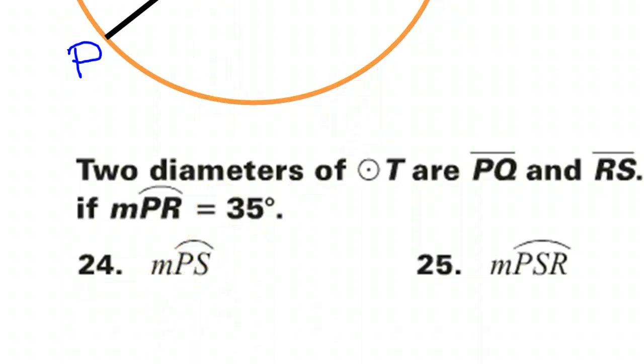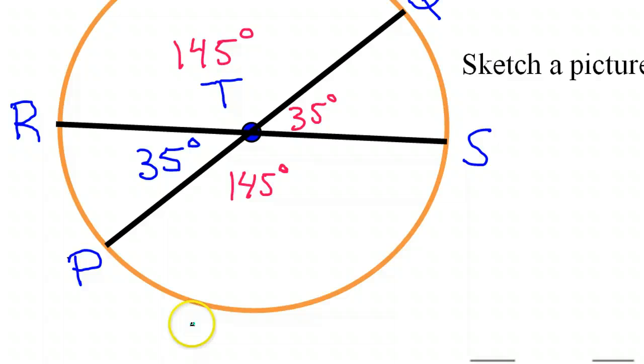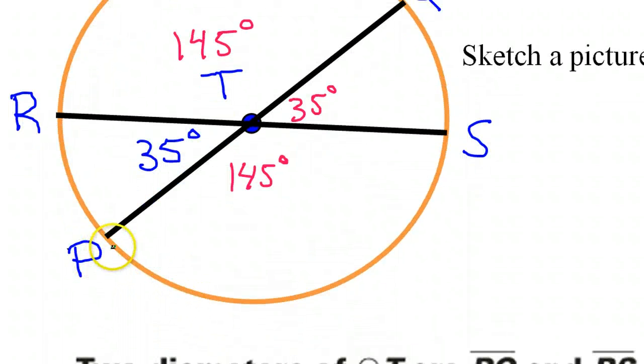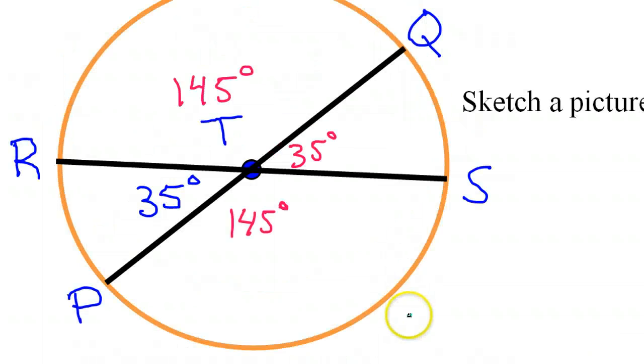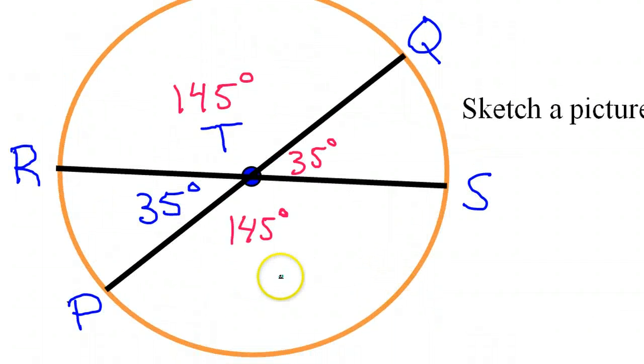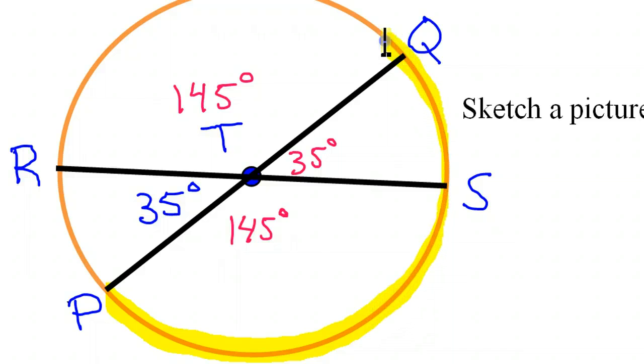What is the measure of arc PS? Okay, arc PS is this arc down here from P to S. So that's 145 degrees. We already found that. Alright, what about the measure of arc PSR? Okay, PSR is the long way around here. PSR starts at P, it goes through S, and it goes all the way around and back to R. That's PSR.